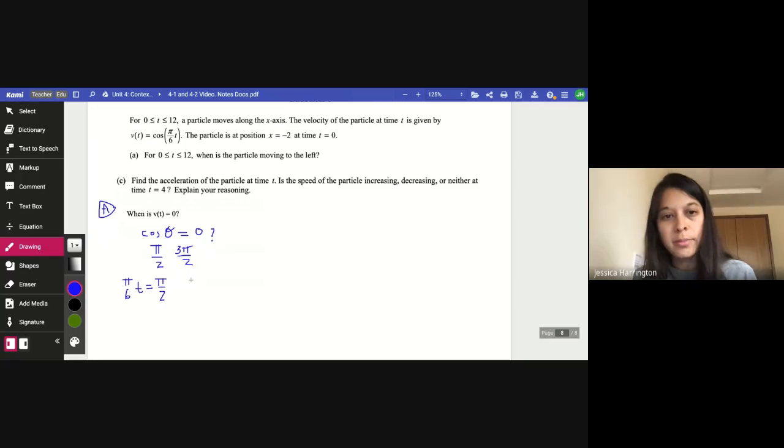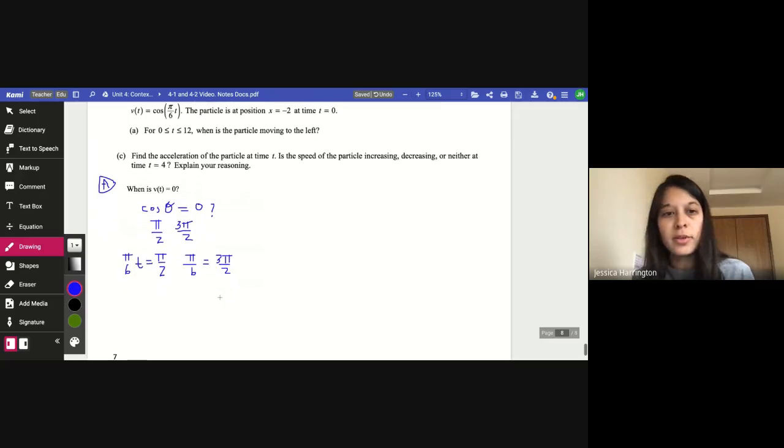And when does pi over 6 times t equal 3 pi over 2, right? We have to solve both of those equations. So I'm going to set them up and let's solve it. So when is this thing going to be pi over 2? Well, it's going to be pi over 2 when t is 3 because you'd have 3 over 6, which is a half. So this is when t equals 3.